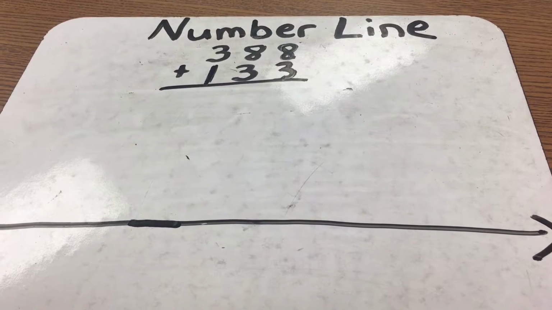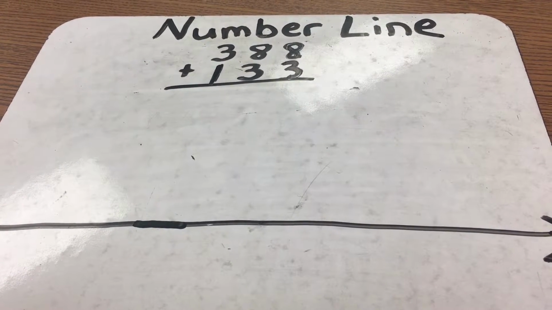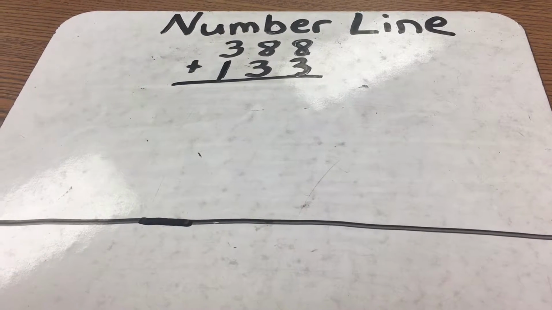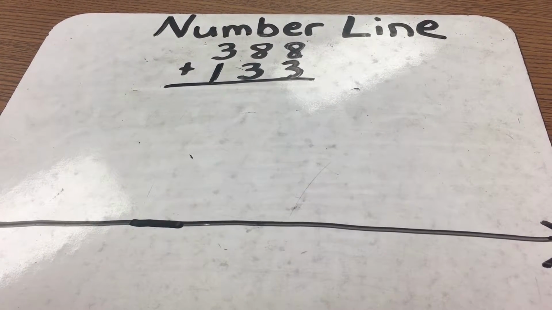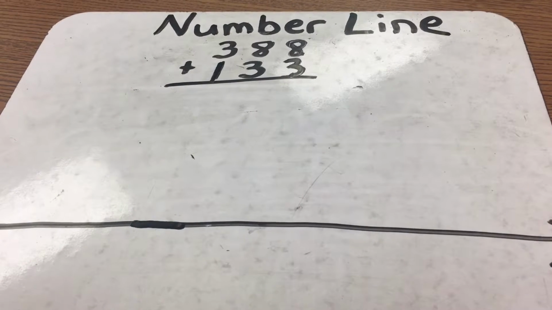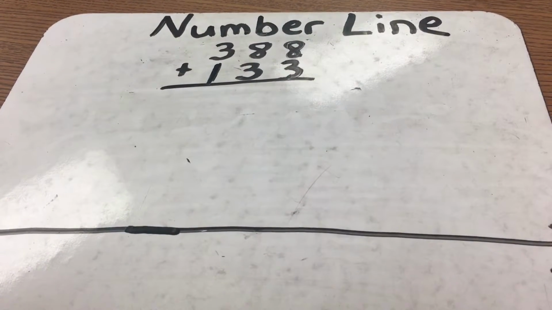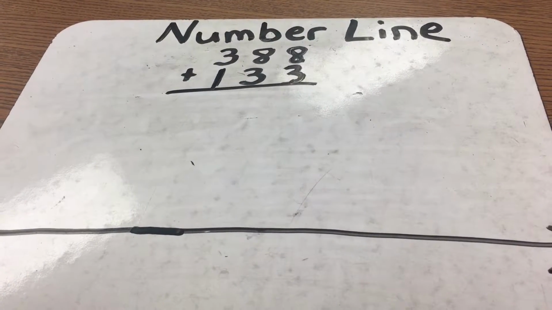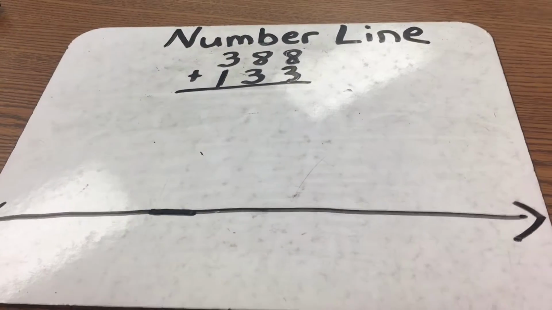For some students, it just takes too long. Other students really like to be able to see how, when they're adding ones, tens, or hundreds, how those numbers are moving across that number line. Now, for the equation 388 plus 133, we are going to show that on our open number line.